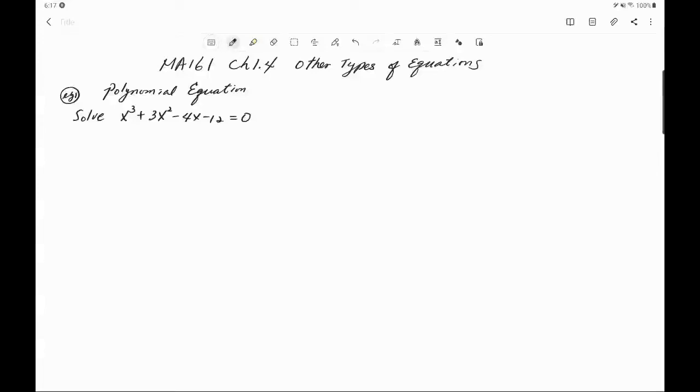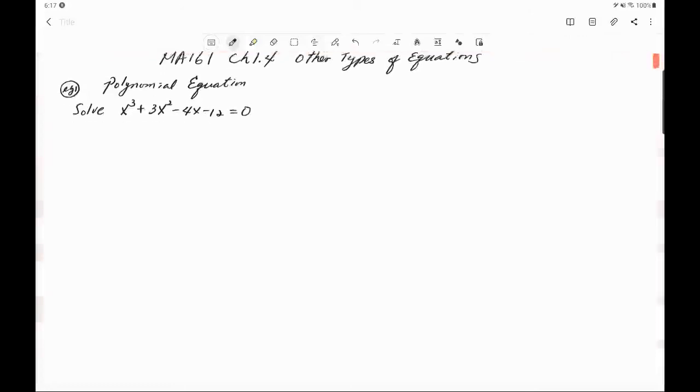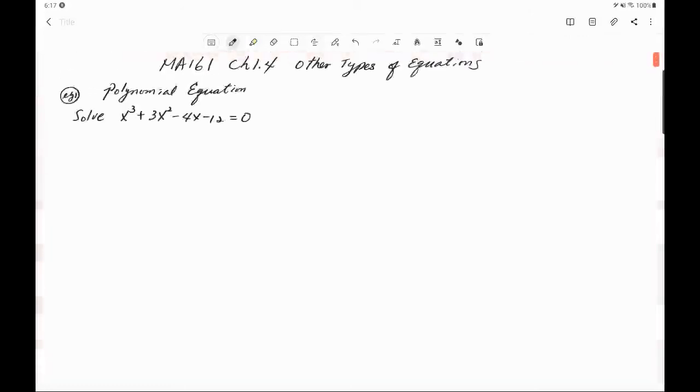Okay, chapter 1.4, the other types of equations. There are so many types of equations. First of all, let's check a polynomial equation. This is a polynomial equation because the degree is 3, 2, 1, and so on, right? So when we solve this one, we can factor this first.